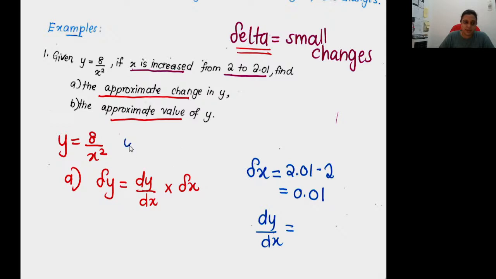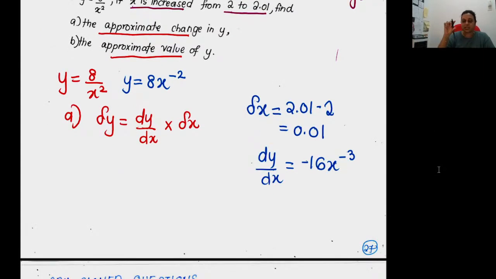Bring the x to the upper part, so here we get negative 16x to the power of negative 3. Don't leave your dy/dx in terms of x. You have to substitute the value of x inside here, which is 2. Substitute the original one.